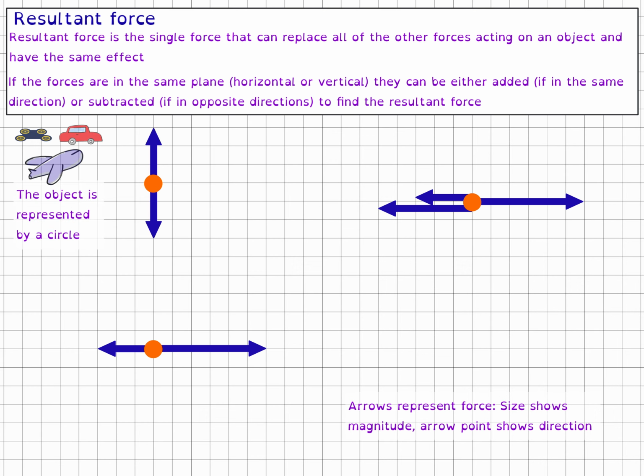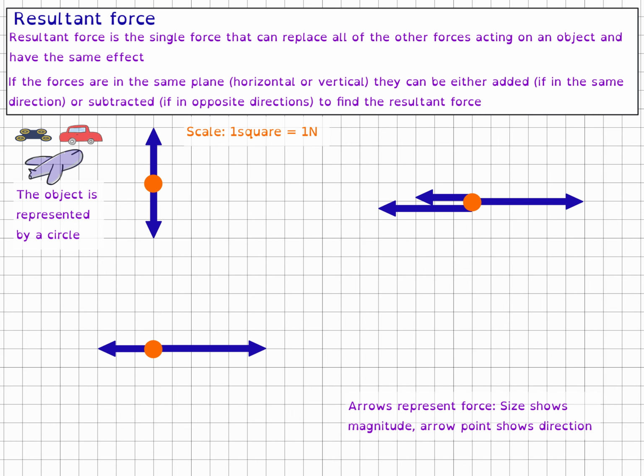And you don't have to be a particularly good artist to do these diagrams either, as the object, whatever it is, a drone, a car or a plane, is represented by a circle. In these examples, we have used a scale. In the first example, we've got 1 square to 1 Newton.